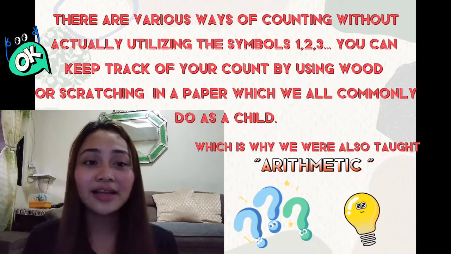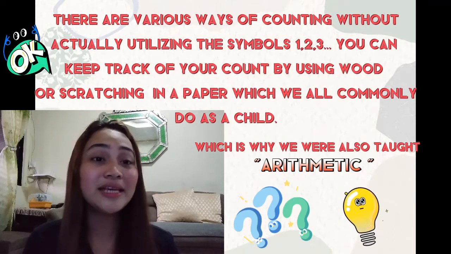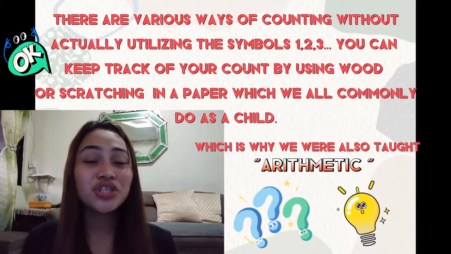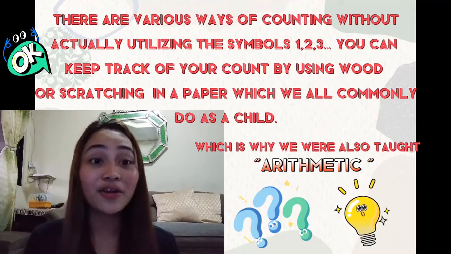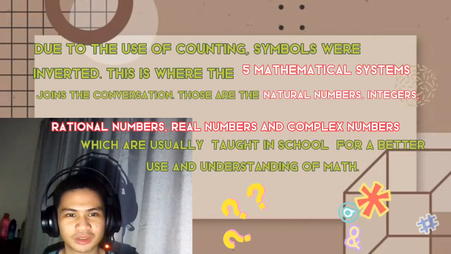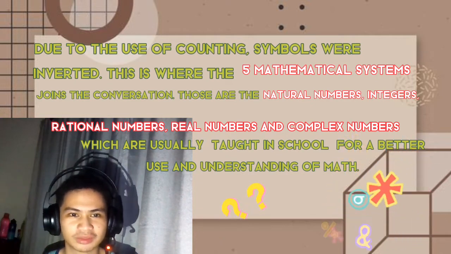You can keep track of your count by using wood or scratching on a piece of paper, which we all commonly do as a child, which is why we are also taught arithmetic. Due to the use of counting, symbols were invented. This is where the 5 mathematical systems join the conversation.